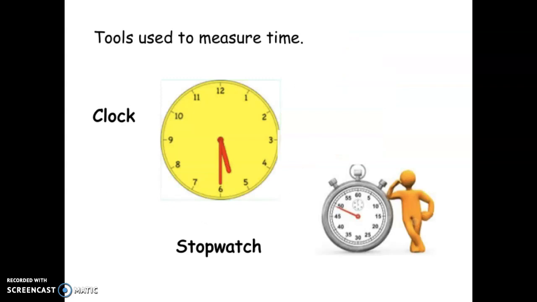These tools are used to measure what? You're right, time. We have a clock and a stopwatch. Now we're going to go to the tables and take a stopwatch and see who can hold their arms up the longest. So we'll need a timekeeper, and make sure that you record your findings in your science journal.